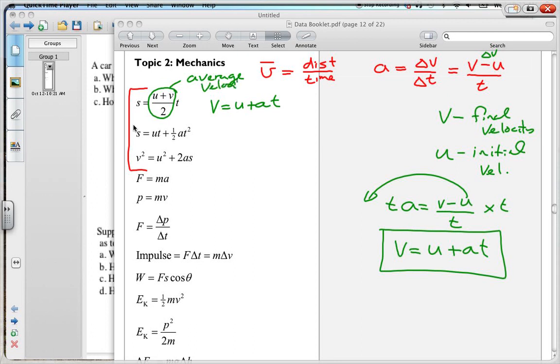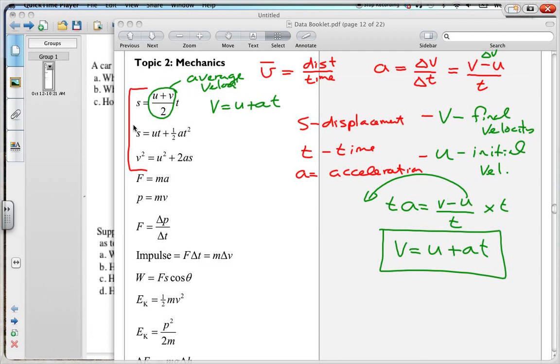Let's just make a list here, an important list in the middle. Your S is your displacement. That's what S stands for. The U, as we've said before, is your initial velocity, and your V is your final velocity. Your T, obviously, is your time. And your acceleration is given by A, which is important. Okay, so those are your equations of motion.